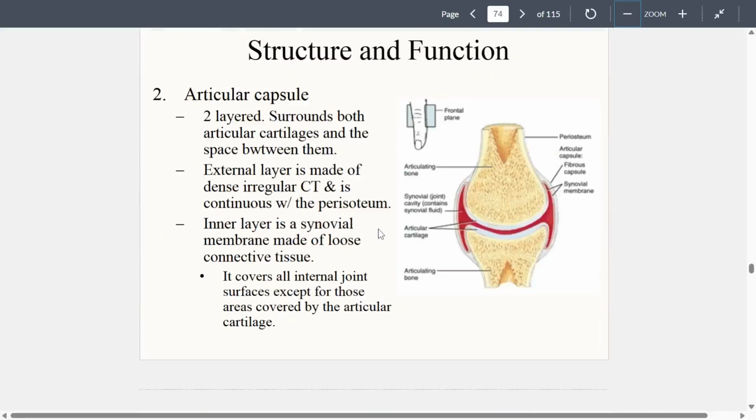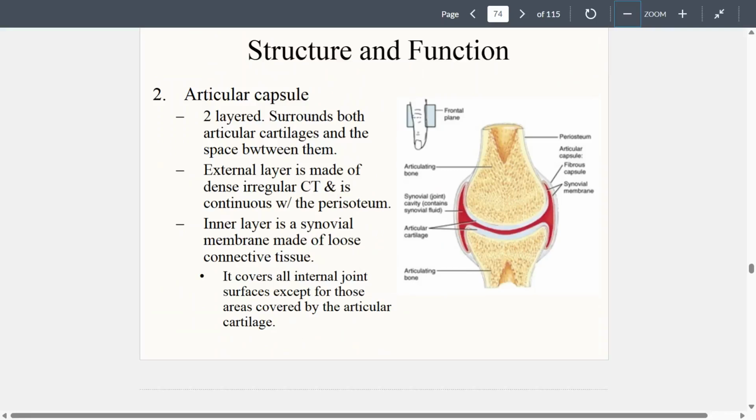2, they're going to have a capsule. They're going to have a membrane, a double-layered membrane that surrounds the ends of the bones and encapsulates this joint area. The outer layer is going to be dense, irregular connective tissue and be continuous with that membrane of the bone. The inner layer is going to be a synovial membrane made up of loose connective tissue and is going to be what secretes the synovial fluid.